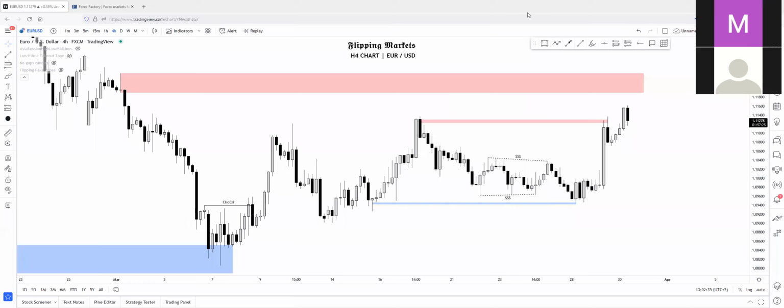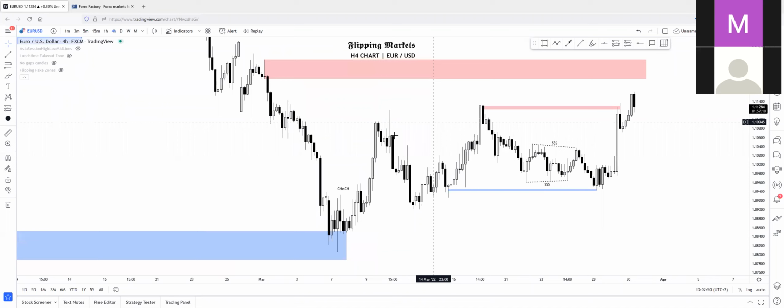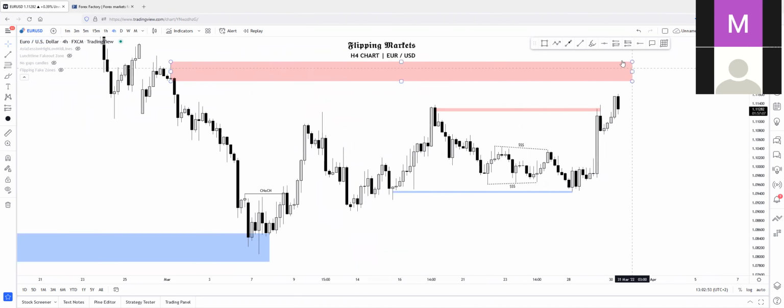Okay, so welcome guys. This will be today's live session, and we'll prepare for the week ahead. We'll prepare for this day and for the upcoming days of this week. I'll start the analysis on the 4-hour chart because it's quite interesting. Just take a look at the 4-hour chart.